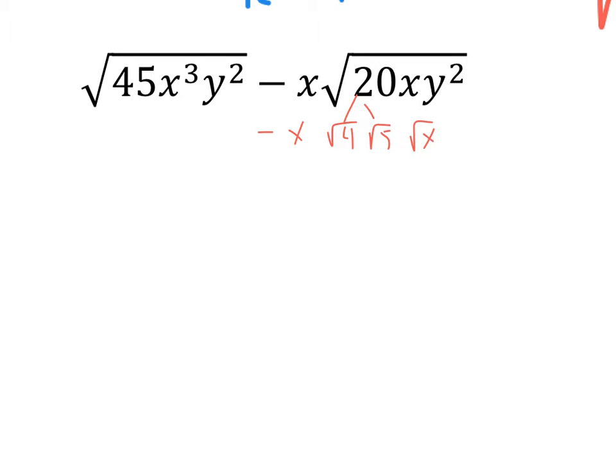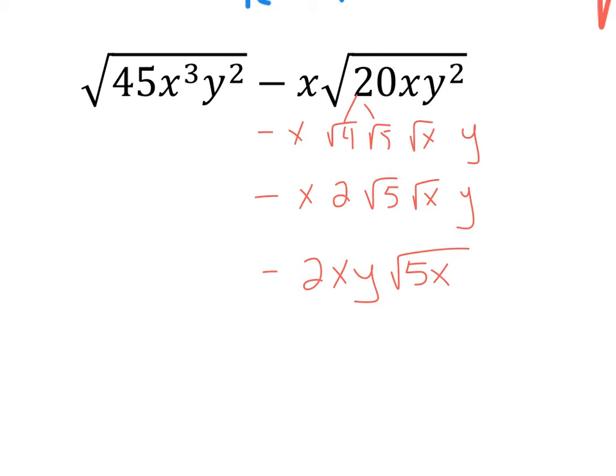x does not come out, but the square root of y squared is y, so that's good. The x stays, the square root of 4 is 2, the square root of 5 stays, the square root of x stays, because they're not perfect, but y comes out. Then you put everything that is outside the radical to the front of the radical, and there you go. So this means that you want 5x inside the other one, and you're going to make that happen.